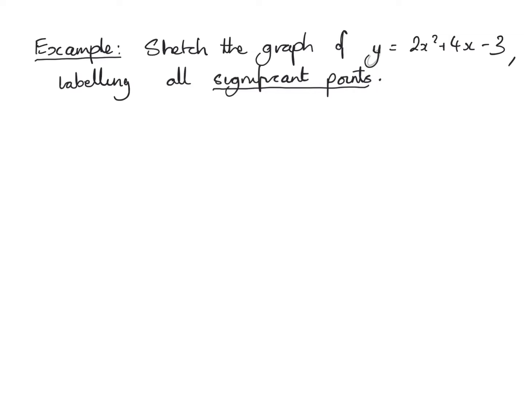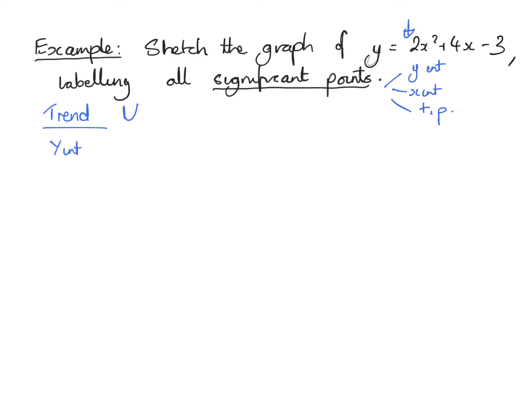Now, Jonathan, this question says to sketch the graph of y equal to 2x squared plus 4x minus 3, labelling all the significant points. So significant points would be talking about y-intercept, x-intercept, and turning point for a quadratic. So let's start with, I'd like to start with the trend. And we've talked about that before. Is it a positive or a negative parabola? We're looking for what's in front of the x squared, and it's a positive, so therefore our graph will be an upright parabola.